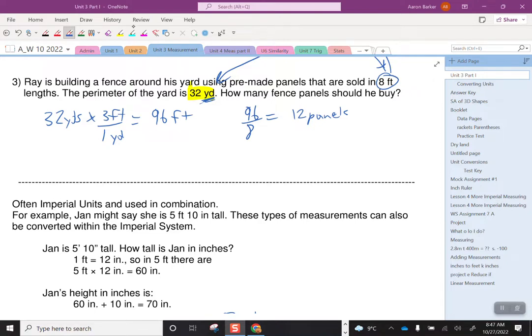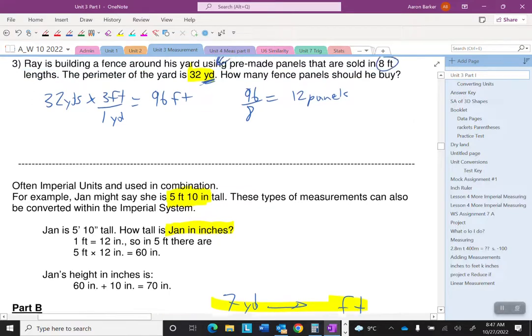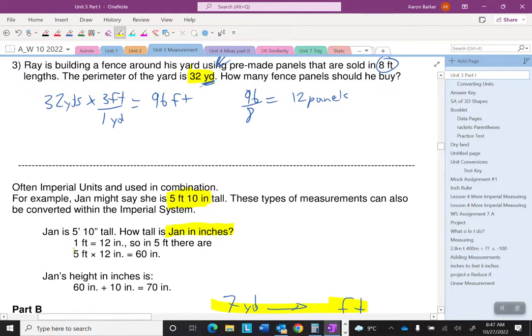We use some combination of units, especially with our height. So Jan might say she is 5 feet, 10 inches tall. However, we want to know how tall Jan is in inches. So what we have to do is a conversion. What you're going to do is convert the 5 feet and then add it to the 10 inches. So we have 5 feet times 12, we have 60 inches.